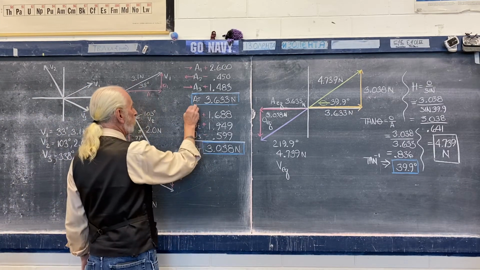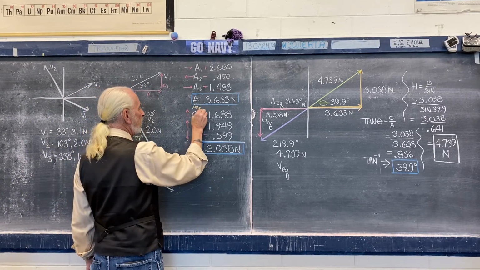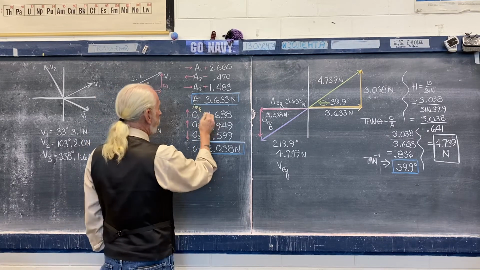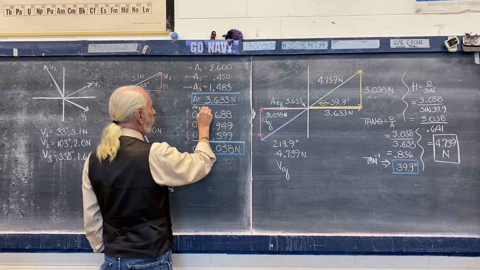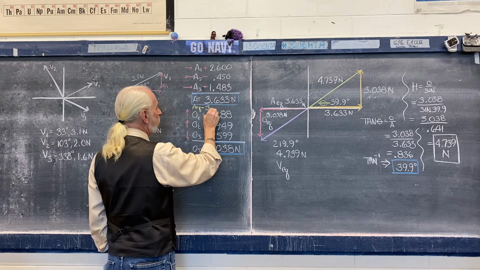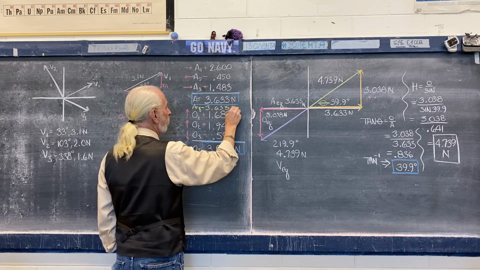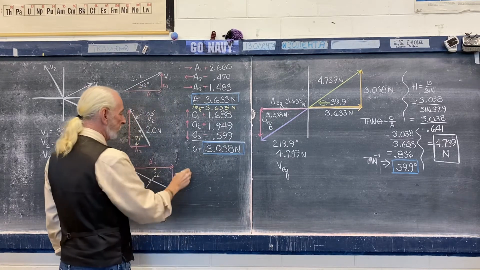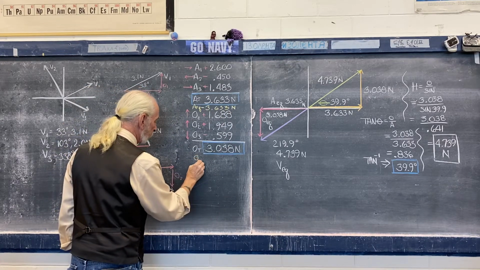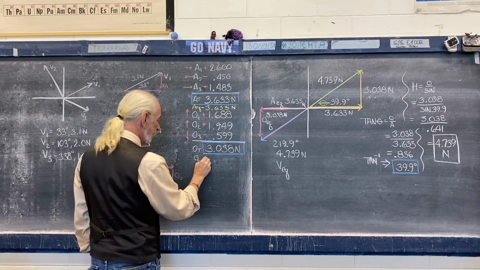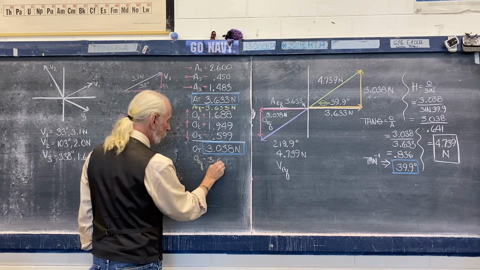My AEQ is going to be in the opposite direction, so he's going to be negative 3.633 newtons. My OEQ is going in the opposite direction as well, and he would be a negative 3.038 newtons.